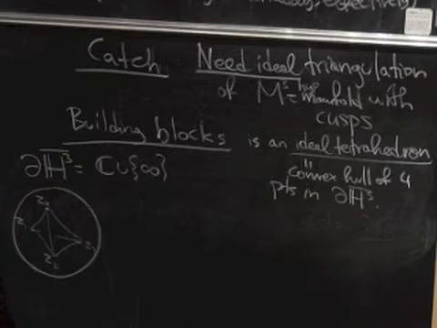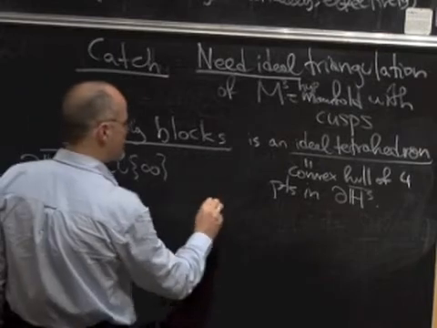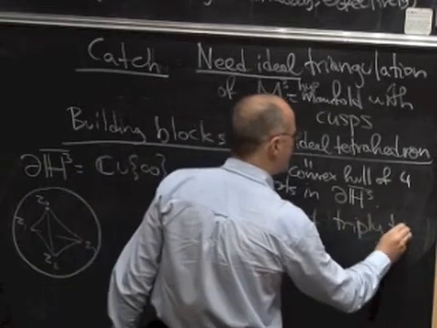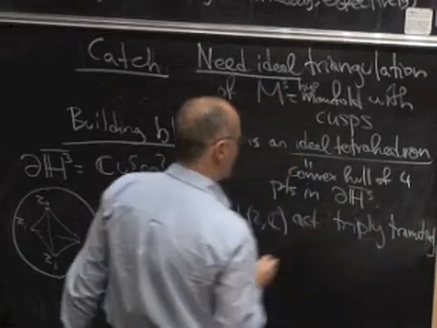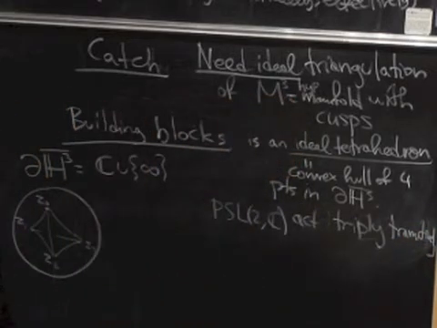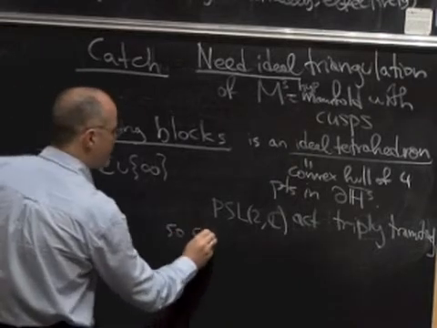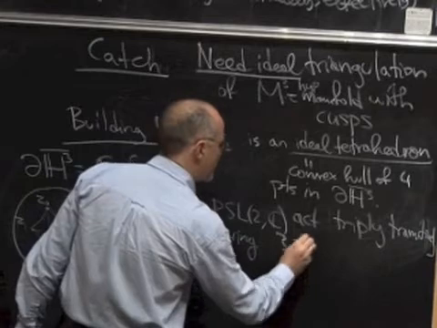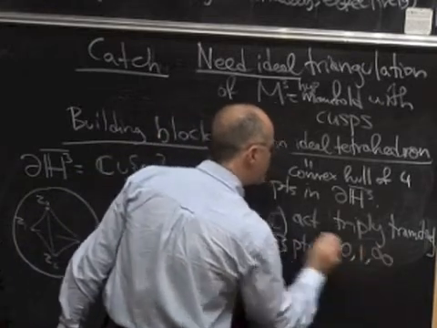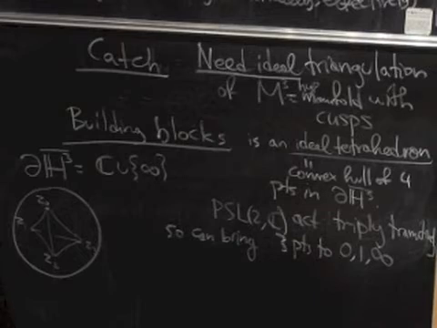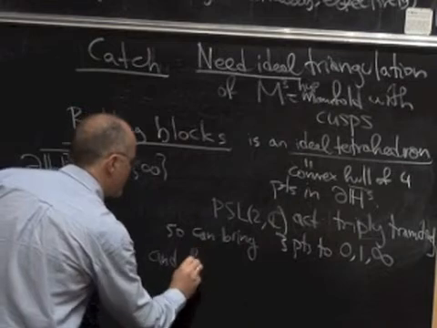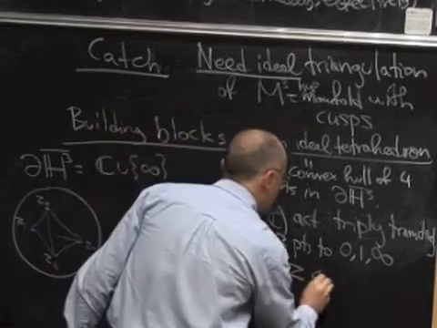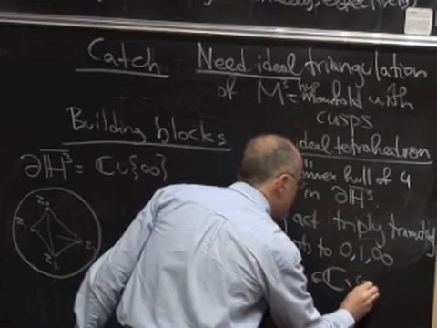And ideal tetrahedra have shapes. Why? Because the isometries act triply transitively on the points of the boundary. So we can bring 3 out of the 4 points to 0, 1, infinity. And we're left with the 4th point. And the 4th point is Z, a number in C minus {0, 1}.